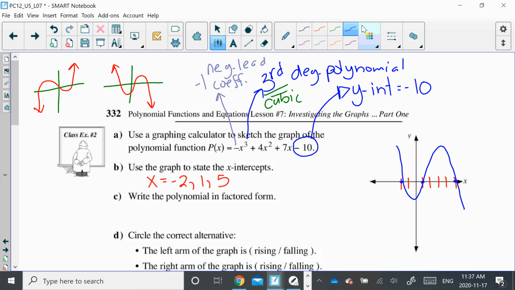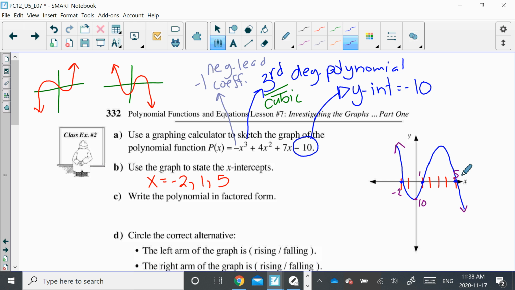Okay, from here, what I want you to do is put an arrowhead, which shows that this graph is going to continue forever in that direction and forever in this direction. And then I'm going to label this at 10, label that at -2, that's a 1, and that's a 5.